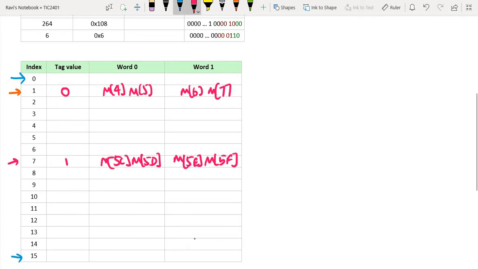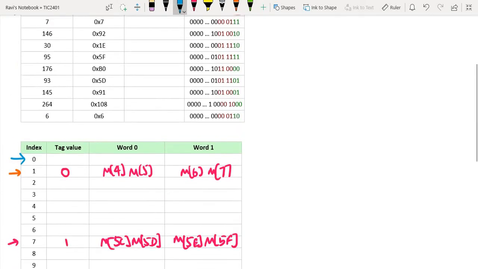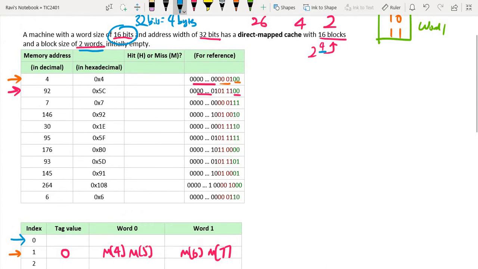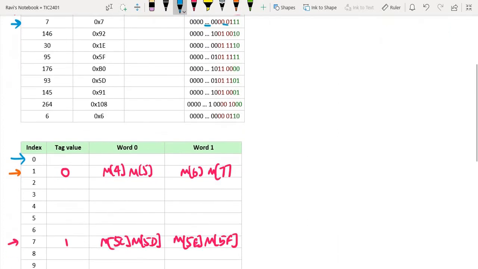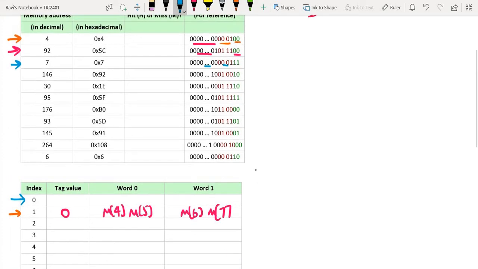Now let's look at the next access. The next access is address location 7. Address location 7 is mapped to cache line 1, with a tag of 0. Cache line 1 has some data and the tag is 0, so we consider it a hit. Coming back here, you can see that the first two were misses and this one is a hit.